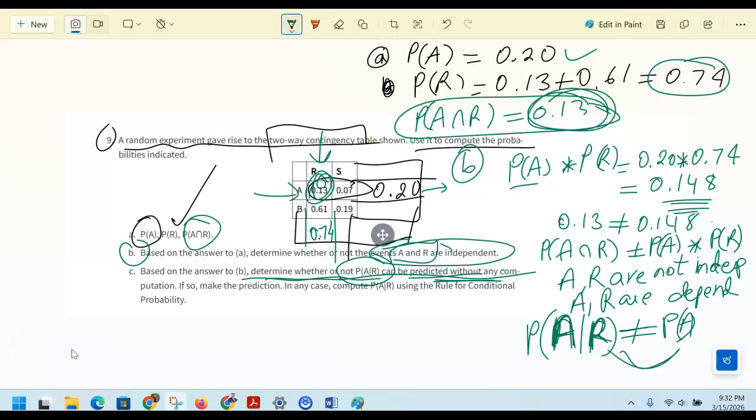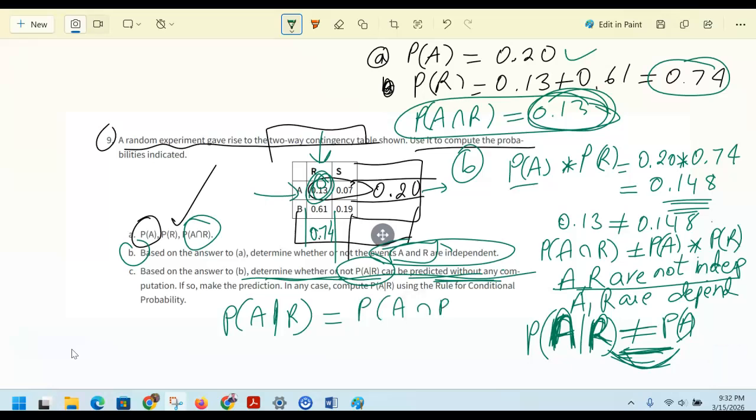We could have predicted that if it was equal. Remember, if they were independent, then we could say that this would be the same, without calculation. But right now they are not equal. That means chances of A happening depend on what R is. So we have to use conditional probability here. The conditional probability is the probability of A and R occurring divided by probability of R.